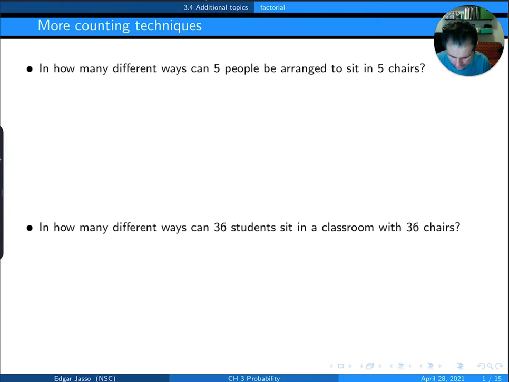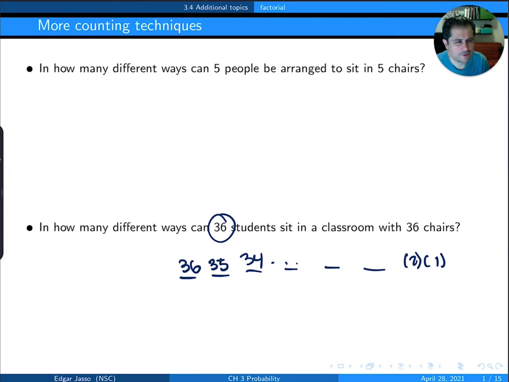Now I changed the question to extend it. If there's 36 students, which is maybe more typical of a full classroom in some colleges, this is going to be the same idea, right? I'm going to have 36 spots, so 36 options for the first spot, 35 for the second spot, and so on. I'm going to keep doing this until I get times two times one. So I have 36 chairs, and I have to multiply all integer numbers between 36 and 1.